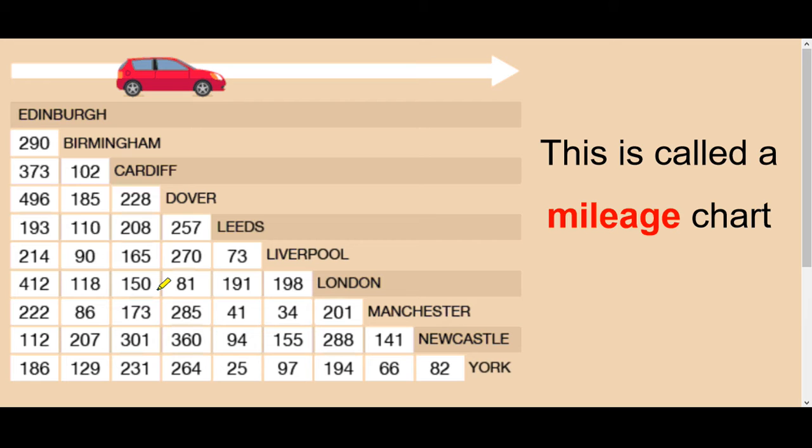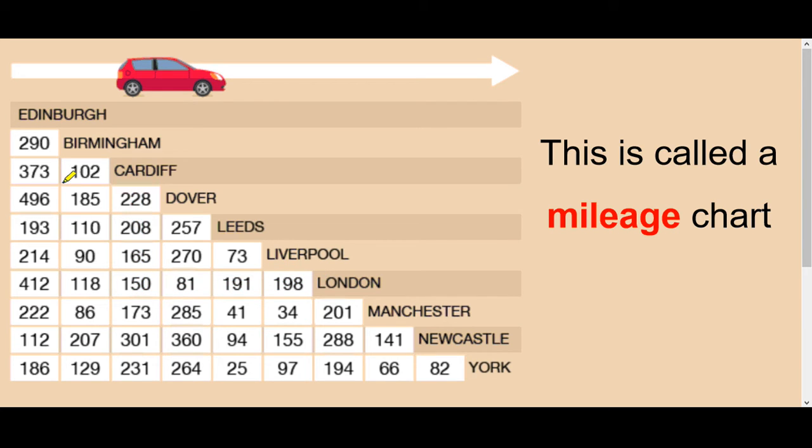work that out? So imagine you were in Cardiff and you wanted to go to London, so you would draw a line down to London and a line across, or trace this out with your eye, and where they meet, this bit here, is how far the distance is. So it's 150 miles from Cardiff to London. I'll do a few more so you get the hang of it.